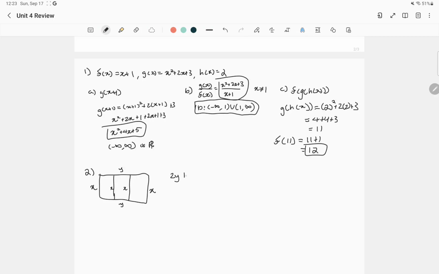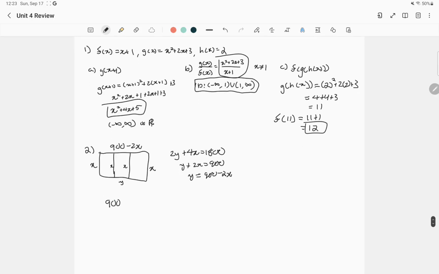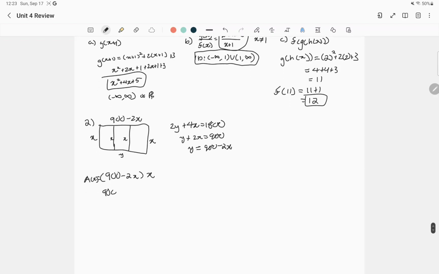So we have 2y plus 4x equals 1800. Divide everything by 2. Y plus 2x equals 900. Y equals 900 minus 2x. So we no longer need this y variable, so it's going to give us 900 minus 2x here. Then we have 900 minus 2x times x. So this is A of x, area. Multiply this out, we have 900x minus 2x squared.